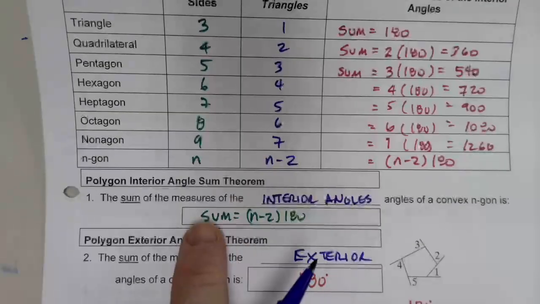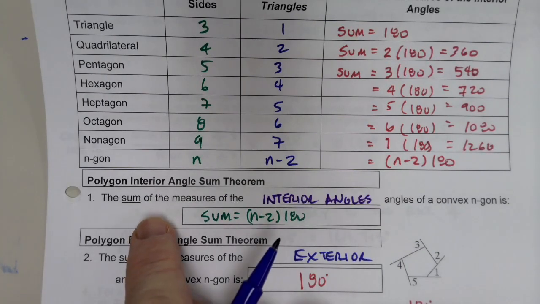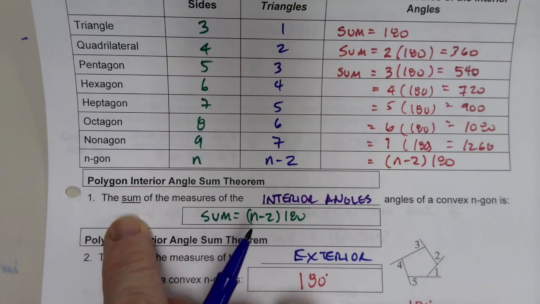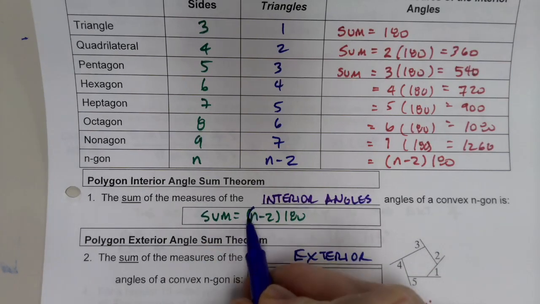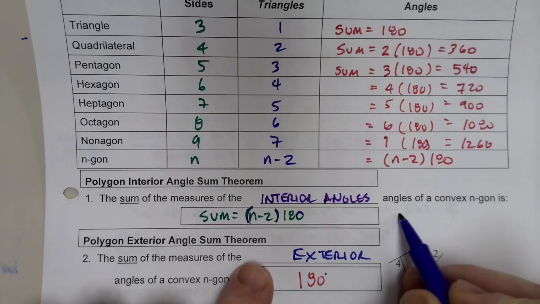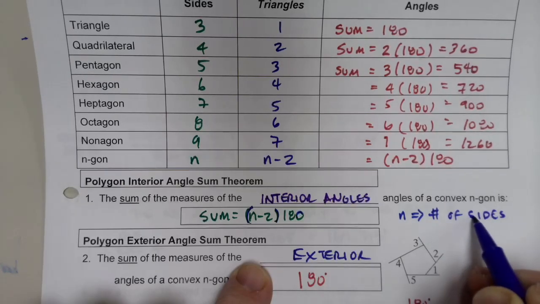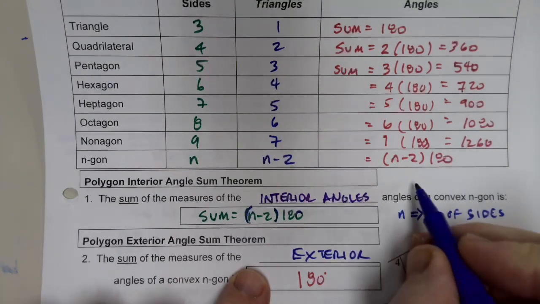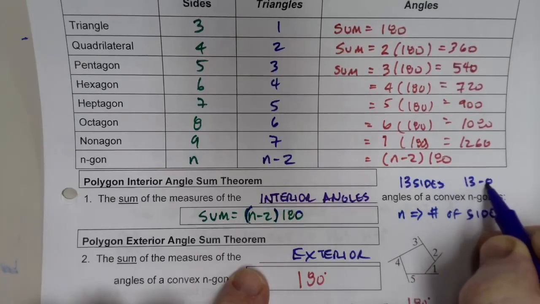And then it can be summarized into, as you can see in the Desmos activity, something that says the sum of the interior angles of any polygon will always be n minus 2 times 180. N, of course, is the number of sides. Okay? So we call it an n-gon. For example, if it had 13 sides, we would write it as a 13-gon.